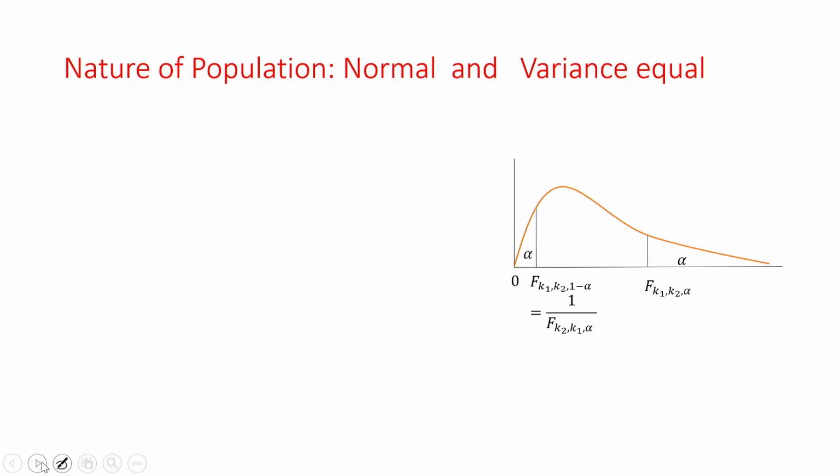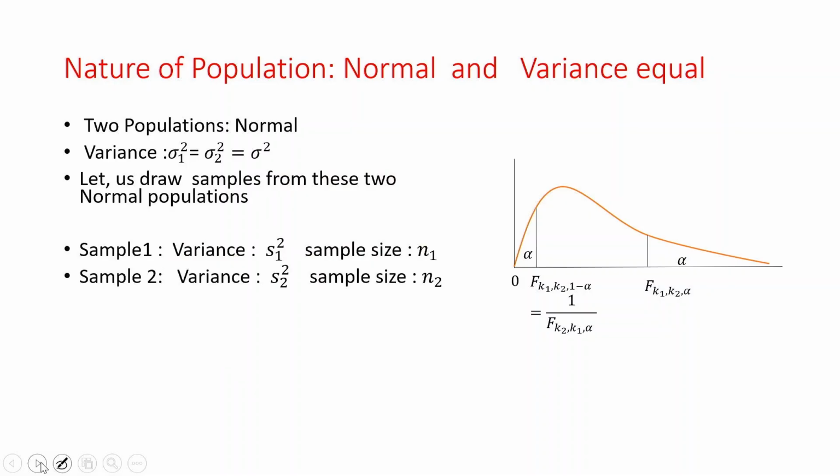The other case could be when the populations are normal and the variances are equal. Then what happens is that F becomes simply the ratio of variances of the individual samples, because if both are the same, then S1 squared by sigma squared, S2 squared by sigma squared, the sigma squared will cancel, and we will be left with S1 squared by S2 squared. So the ratio of sample variances follows the F distribution.